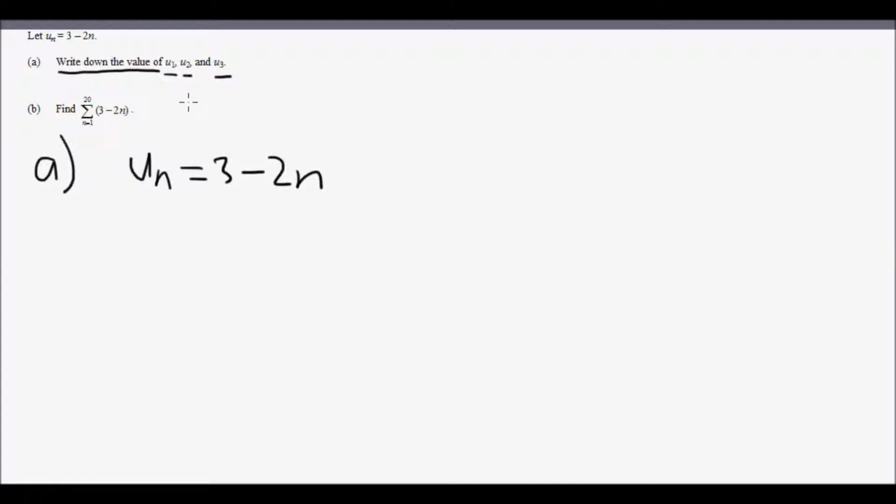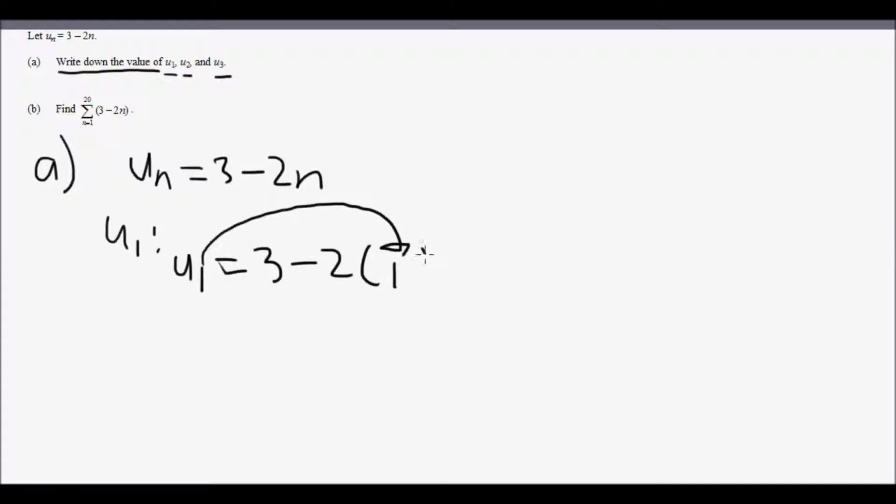So for u of 1, let's find out. We will substitute n with 1 because we're trying to find what u of 1 is equal to. We will continue with the equation 3 minus 2, and 1 will be used because we're finding the first term. This is going to equal 3 minus 2, because 2 times 1 is 2, and this is going to equal 1. So therefore u of 1 is equal to 1.